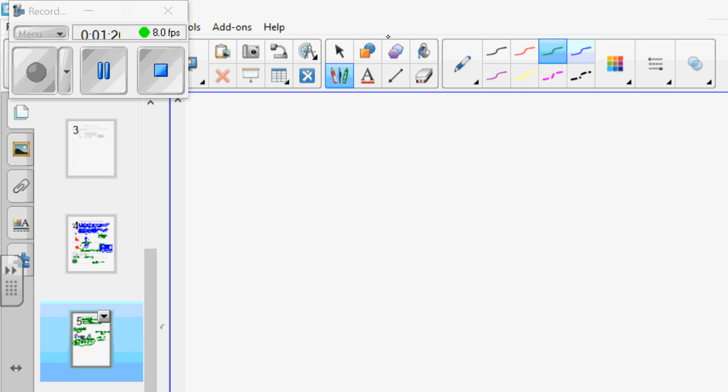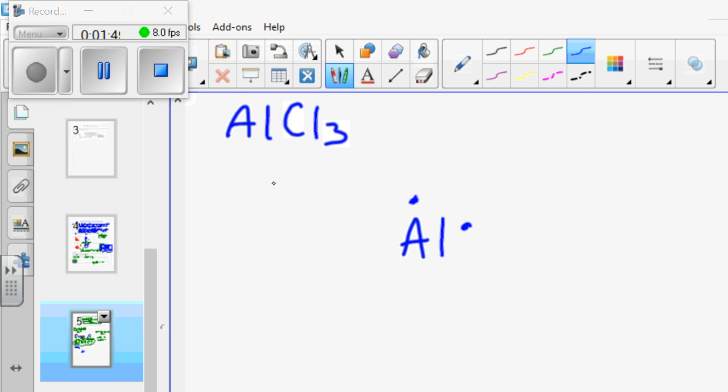I'm going to do a couple more with you. Next up I have AlCl3. Okay, so here we have a metal and a nonmetal. That means it is ionic, cation and anion. So I have aluminum, probably going to be in the middle. Aluminum has 3 valence electrons.